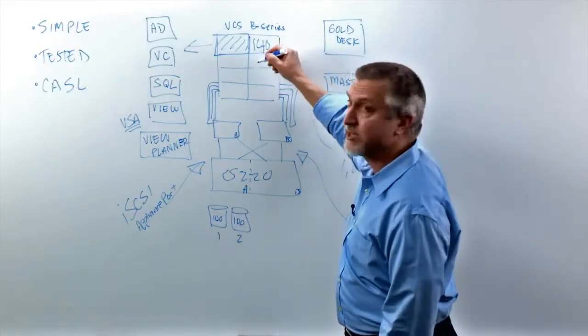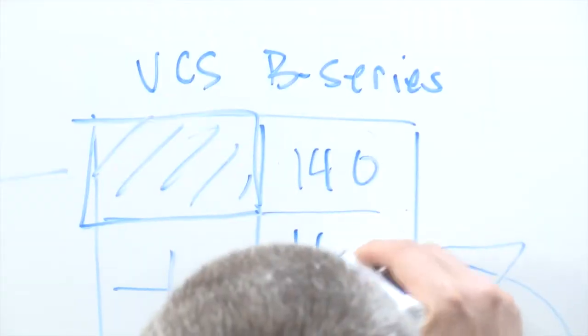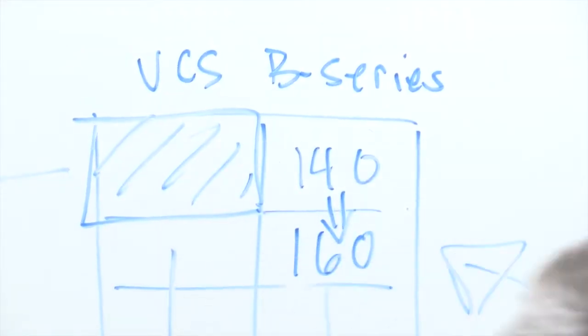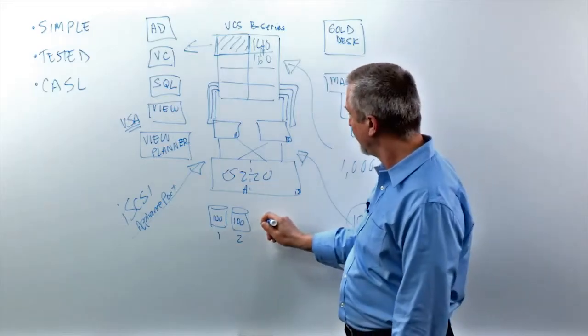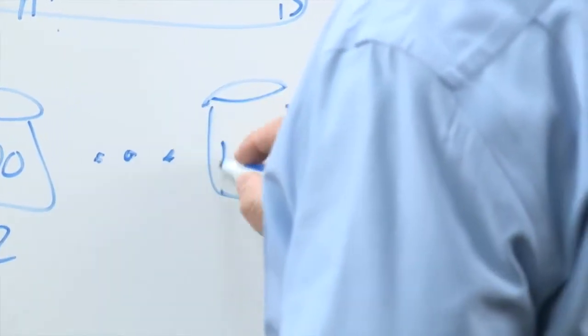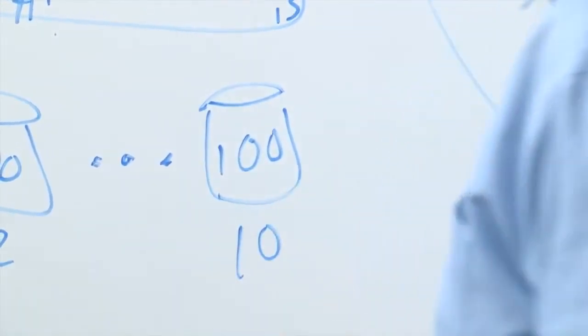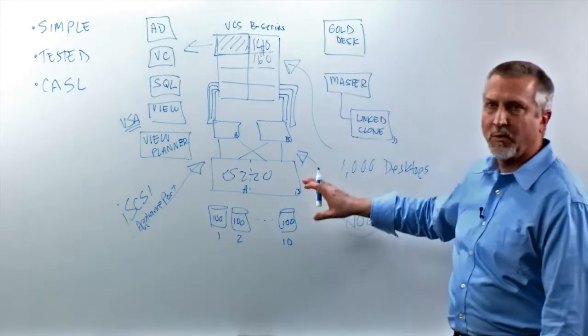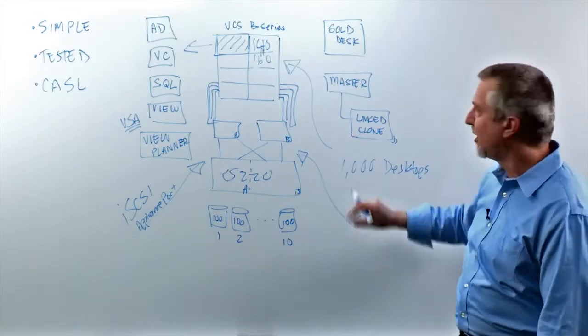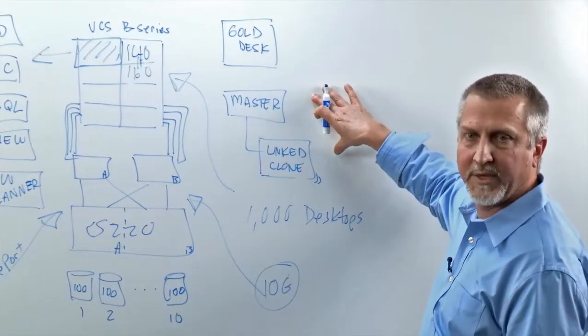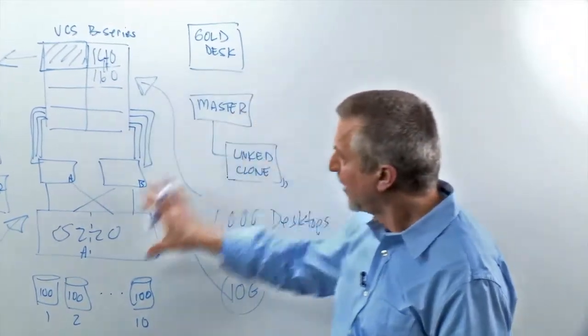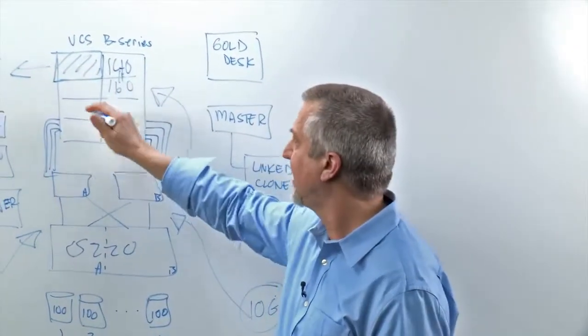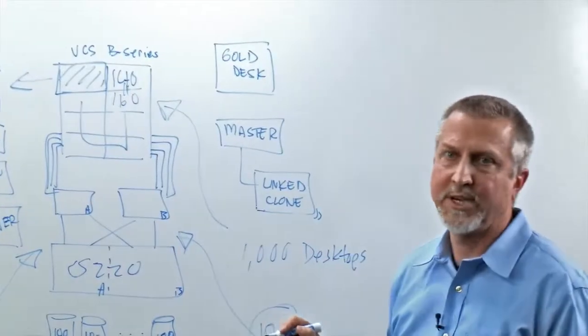These blades here could go from 140 to 160 desktops, and to scale this out, all I needed to do was add another Nimble volume, let's say going up to 10, with 100 desktops in that volume. Another master copy and linked clone would come out of that, and we could build this out and scale this out as we filled the rest of the chassis.